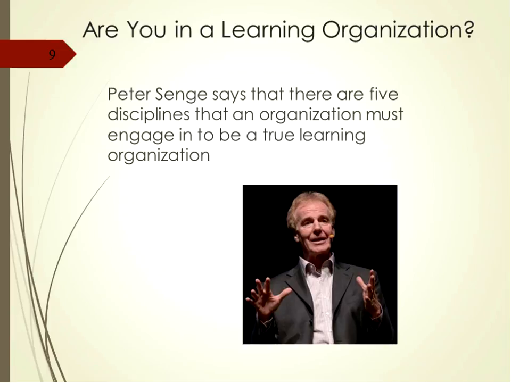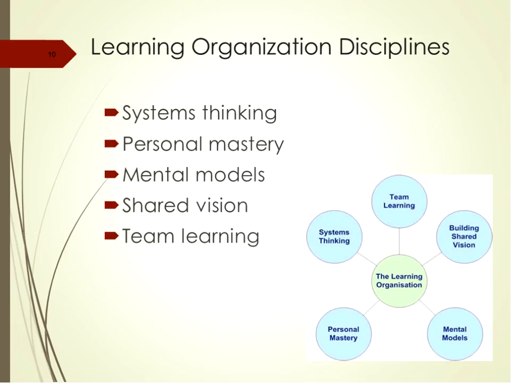Peter Senge says there are 5 disciplines that an organization must engage in to be a true learning organization. The 5 critical disciplines we must engage in throughout an organization are these. First is systems thinking. Each of us must think of an organization as a living entity and know that each of us does affect the organization. The organization has a set of values that are lived out and support personal mastery. Second is personal mastery. Systems are in place that help all of us learn so that we are well informed in order to provide the patient care patients seek.